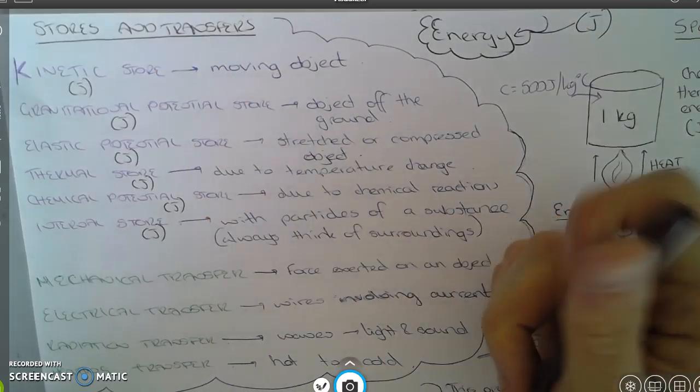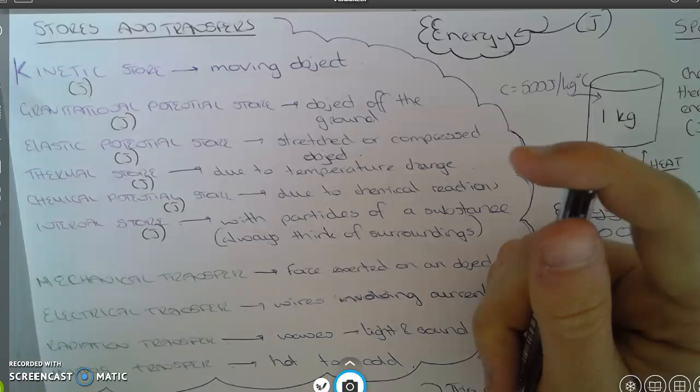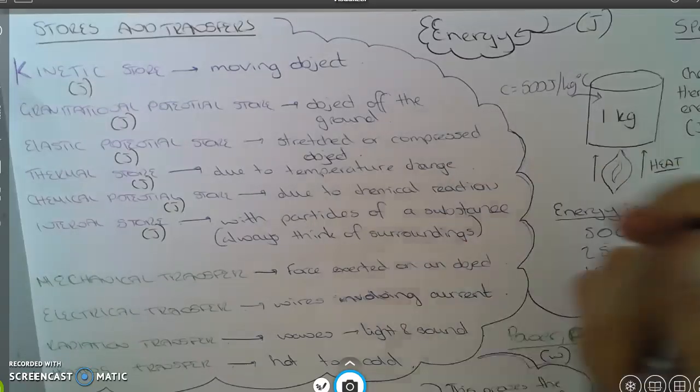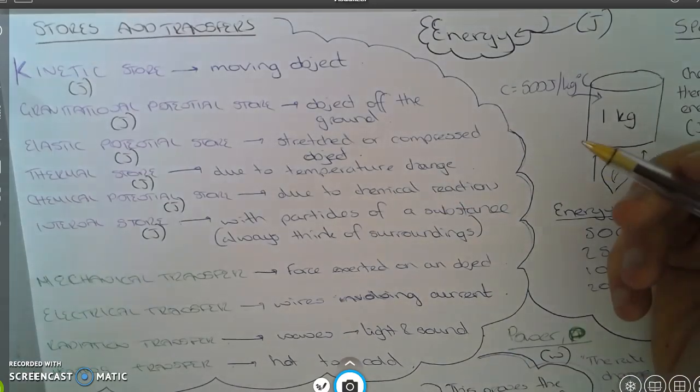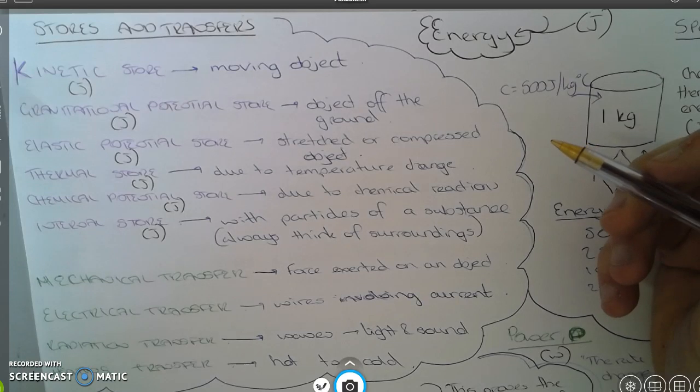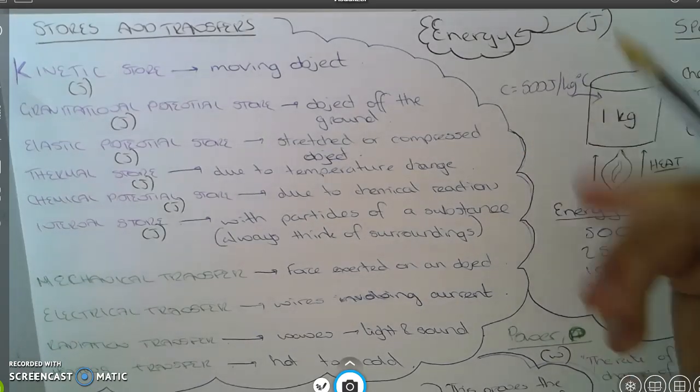So energy is a bit like money. Money gives you the ability to buy things. So with money you can buy things, well, with energy you can do things, and energy can be stored in different ways, just like money. So money can be stored in a wallet, it can be stored in a bank account. Well, energy can be stored in different ways to allow us to do different things.